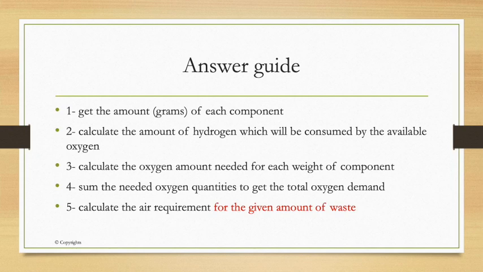Kindly don't forget, if the question asks you to compute the amount of air needed per 1 ton, 2 ton, or a given amount of waste, then after you compute the amount of air needed for the given chemical formula, calculate the total grams of the chemical formula, then convert it by using cross multiplication.